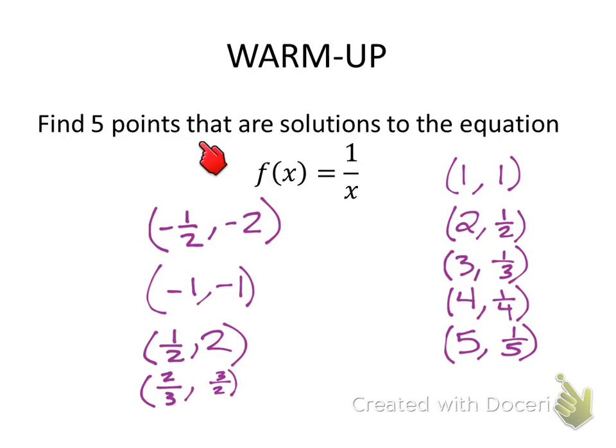Okay, so for warm-up, recap. Y equals 1 over x. When you plug in all of these values, you get their outputs. We talked about how if you plug in 0, you get an undefined situation, so you can't use 0 as an input. That's going to be huge when we talk about domain today.